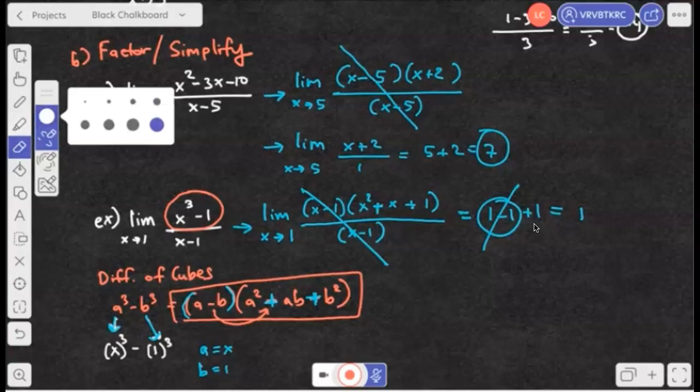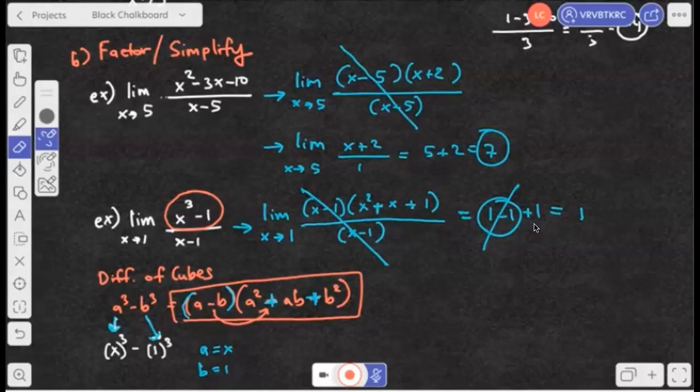Feel free to fast forward if you like. We know the answer is 3. We can move on.